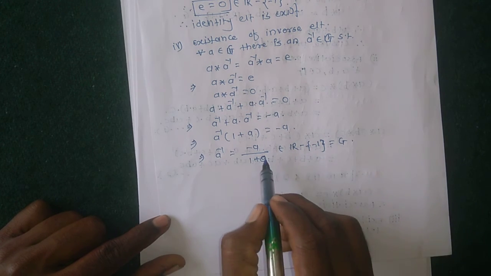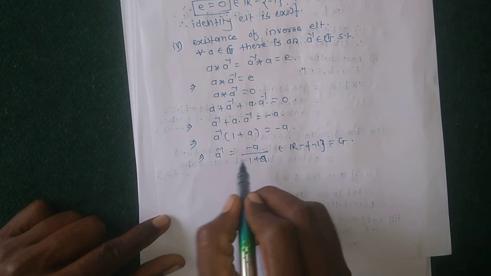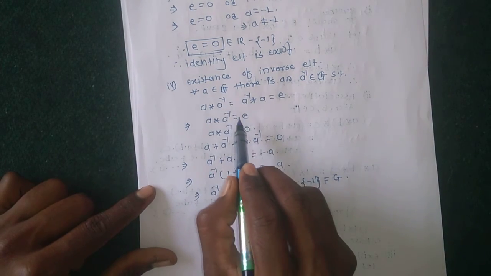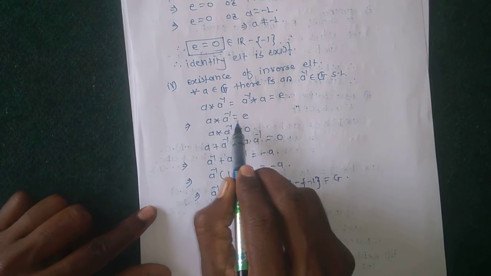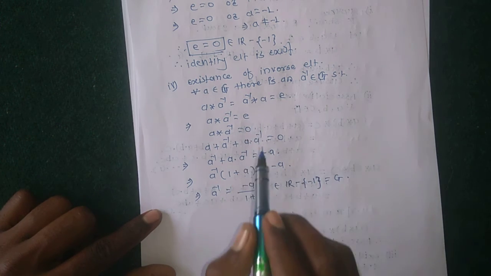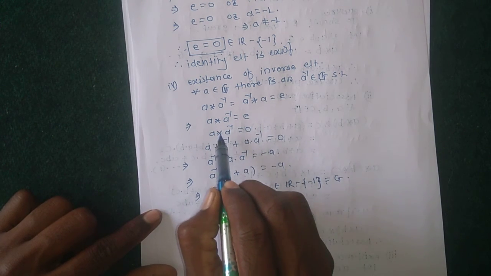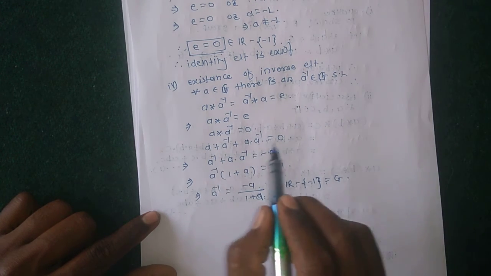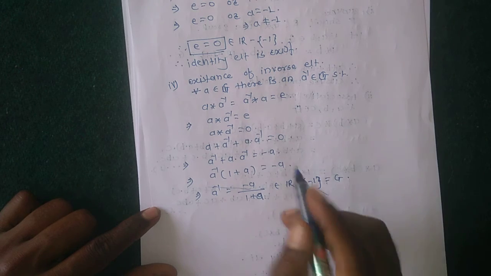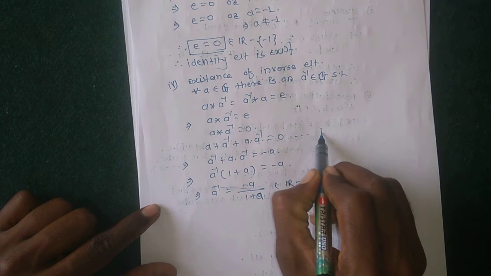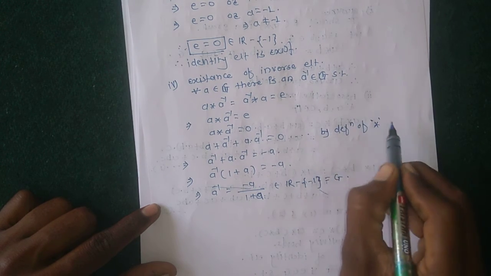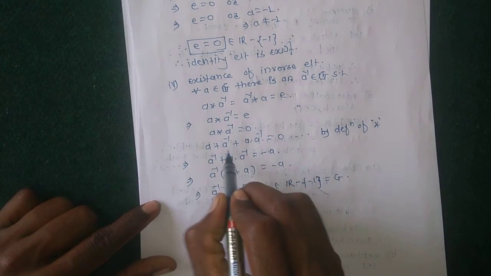Therefore a inverse exists in the given set G. Here we see that a star a inverse equals the identity. The binary operation is already defined. What binary operation is defined? Binary operation a star b equals, by the definition of star. By the definition of star, the binary operation is defined.